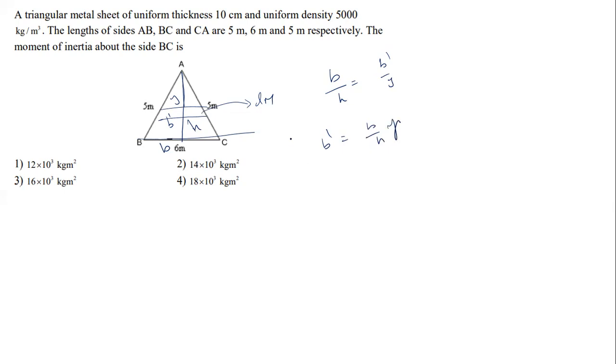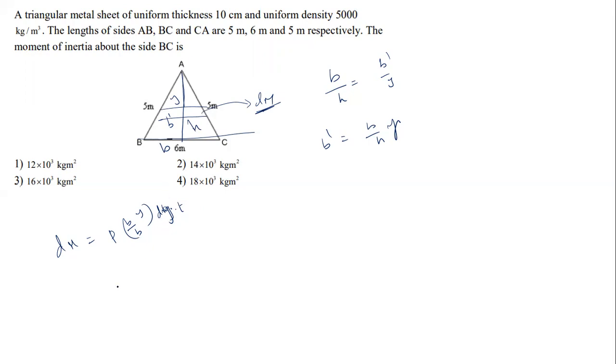For this mass element dm, how do you write it? dm is small mass, so dm is equal to mass density, let us say you take it as rho, into b by h into y into dy into thickness t. Area we need to write. Am I correct or not?